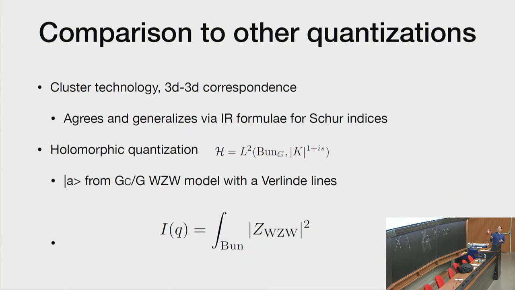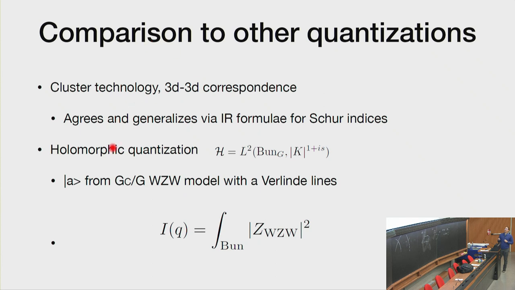So there were already general ideas on how to build a partition function on three manifolds, but not quite on how to produce the Hilbert space attached to surfaces. So these two approaches complement each other, and they are compatible thanks to this infrared formula I mentioned for the Schur index, which is adapted to the cluster technology, which is used to define the 3D-3D correspondence.